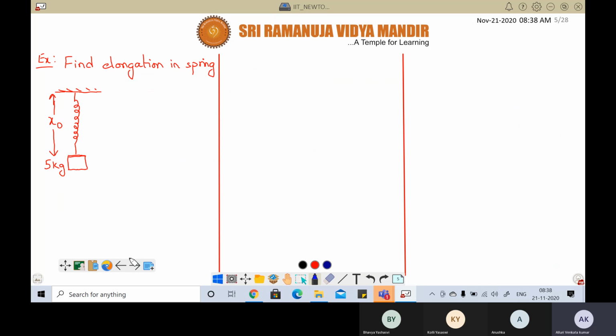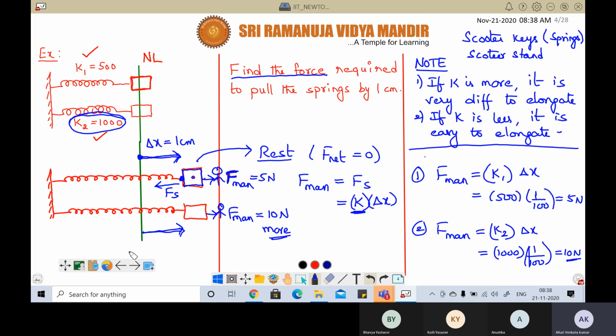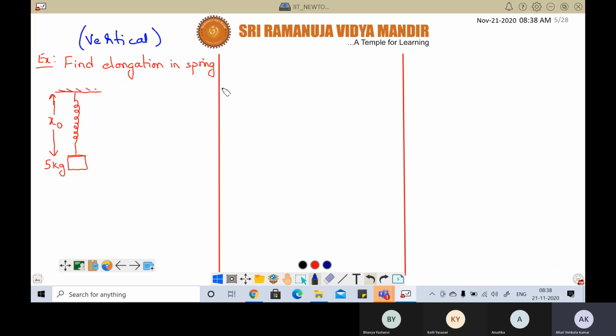Okay, next, let us do one more problem. Find elongation in spring. Until now we discussed horizontal springs. Now we are going to see vertical springs. Suppose this is a ceiling. To this ceiling there is a spring whose spring constant you can take as K equal to 100. And to the other end a block of 5 kg is connected.